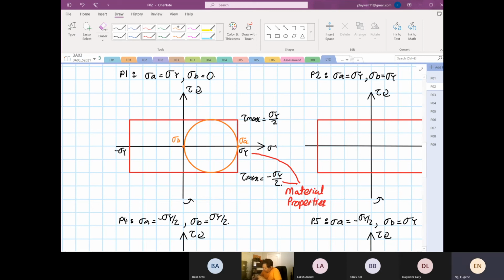And the circle that we draw is from structure or stress analysis. So it's what you calculate. Okay, material properties is from where? Material properties is from handbook.